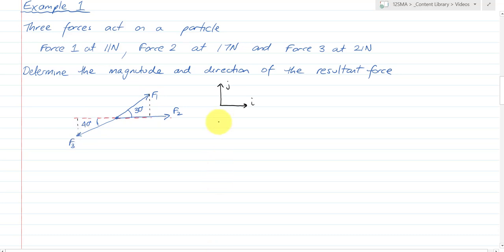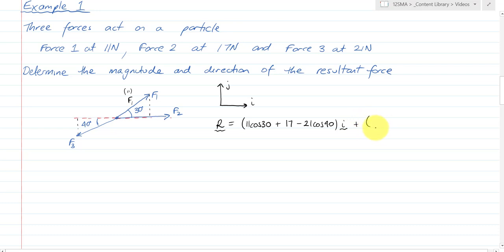Writing this in component form, my resultant force, which itself will be a vector, is equal to the i components first. So I'll start with F1. The i component is a horizontal component, and this is my adjacent side, so cos 30 is equal to adjacent over hypotenuse, which is F1 or 11, and so I get 11 cos 30. F2 is completely horizontal, so plus F2, which is 17, and then minus, because I'll have to be careful here: F3 is in the backwards direction, so that is 21 cos 40, and that's my i component.